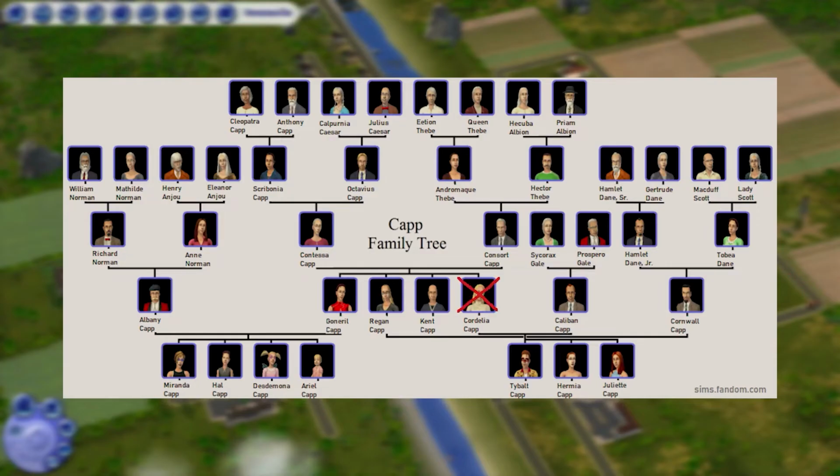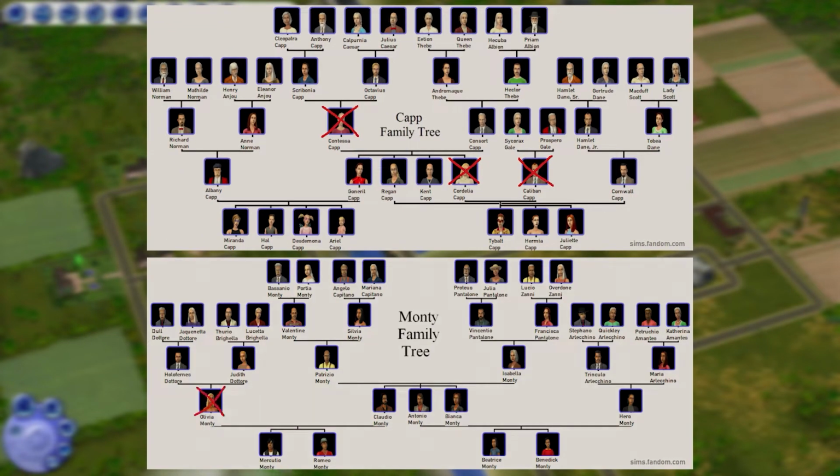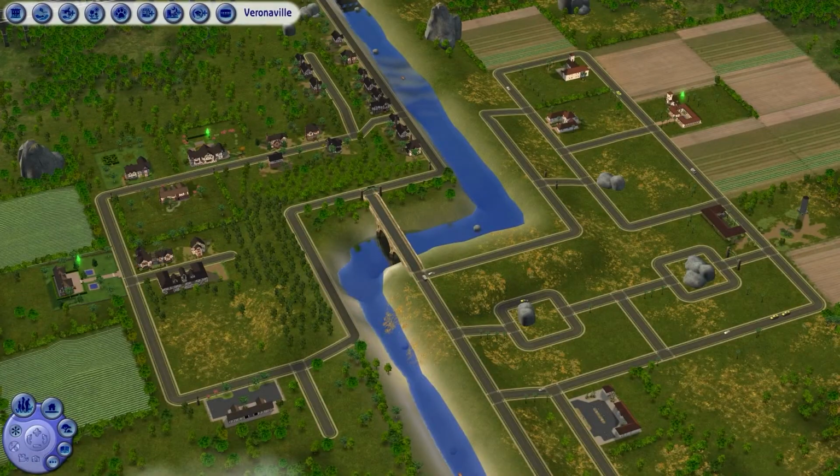And the deaths of Cordelia and Caliban, followed by the death of Contessa, could have prompted the Caps to retaliate by killing Olivia and Claudio Monti, which was followed by the death of Hero. There's a perfect parallel there that really feeds into the theme of the endless cycle of revenge, an eye for an eye, a death for a death. It's brilliant. Alright, let's move on to the younger generation now.